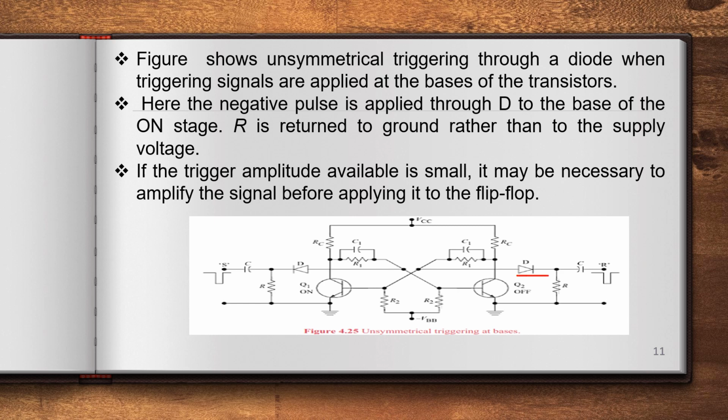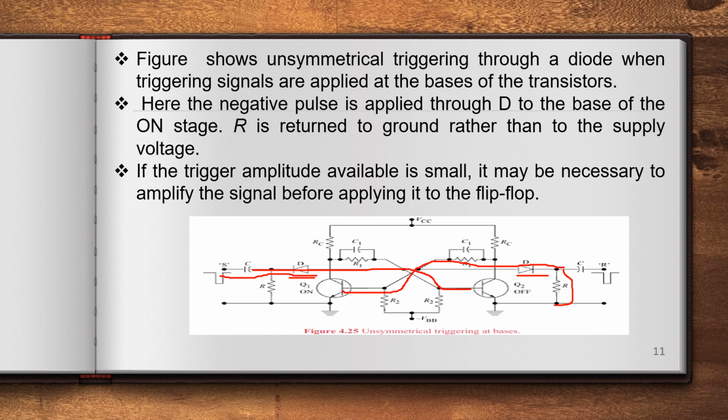Unsymmetrical triggering through a diode: the triggering pulses are applied at the bases of the transistors. Here a negative pulse is applied through diode D at the base of the on transistor.